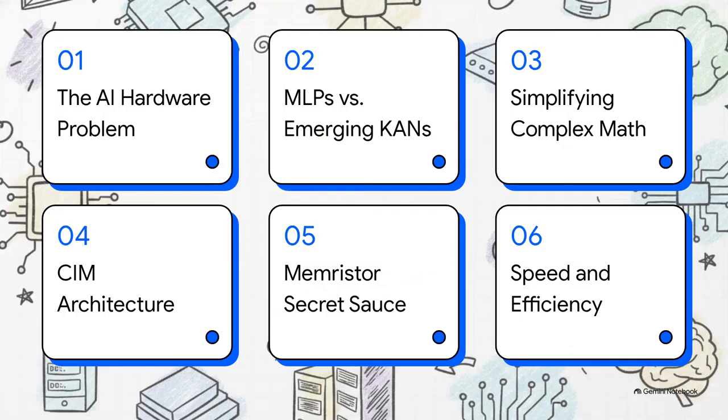Here's a quick look at our agenda for today. First, we'll tackle the AI hardware problem. Second, MLPs versus emerging CANs. Third, simplifying complex math. Fourth, CIM architecture. Fifth, the memristor secret sauce. And finally, we'll wrap up with revolutionary speed and efficiency.